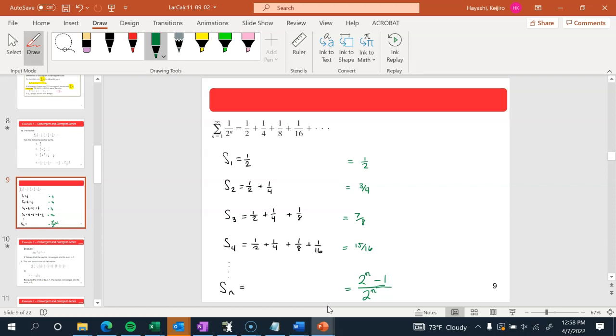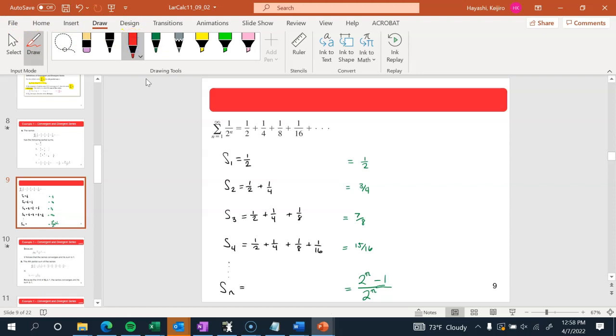So if you wanted to find, say, the 10th partial sum, you don't actually have to plug in 10 of these terms. Once you form this formula for the nth partial sum, you can just say, I'm looking for the 10th partial sum, so I should plug in 10 here, and you would get 1023 over 1024. These are getting closer and closer and closer to a value of 1.